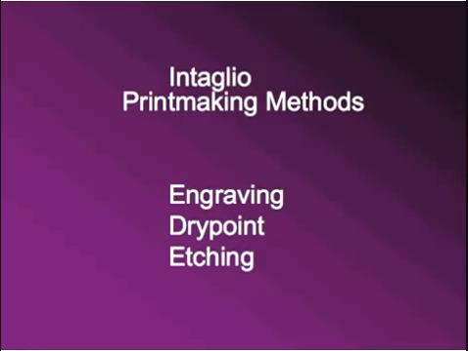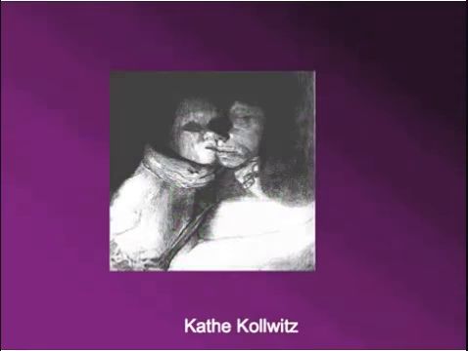When the etching is inked, the deeper marks print darker than the shallow marks, thus allowing the artist much control over value and line. This is an etching by Käthe Kollwitz, the German expressionist artist we've discussed in previous chapters.